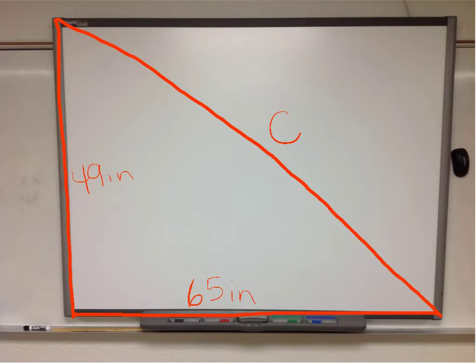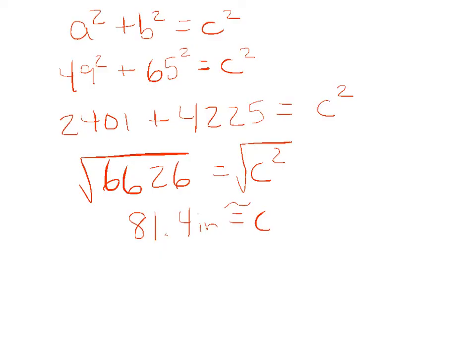Okay, and so after that, on the next page, I said that a squared plus b squared equals c squared. I actually wrote the formula. Then I put in my numbers from the first page. So 49 squared plus 65 squared equals c squared. Then I actually calculated what 49 squared is, 2,401, plus 65 squared, which is 4,225, and it's still equal to c squared.